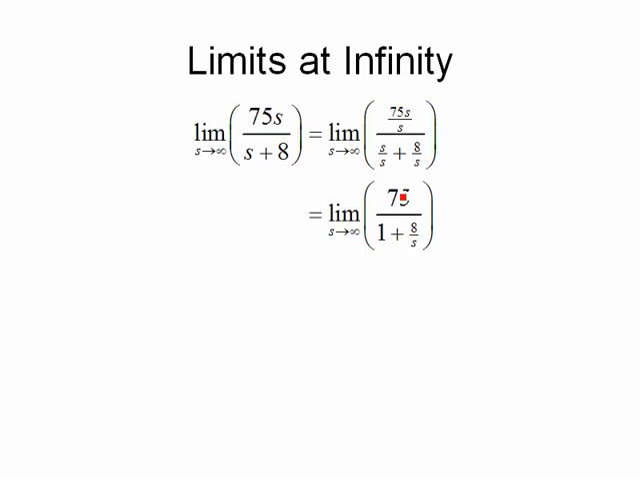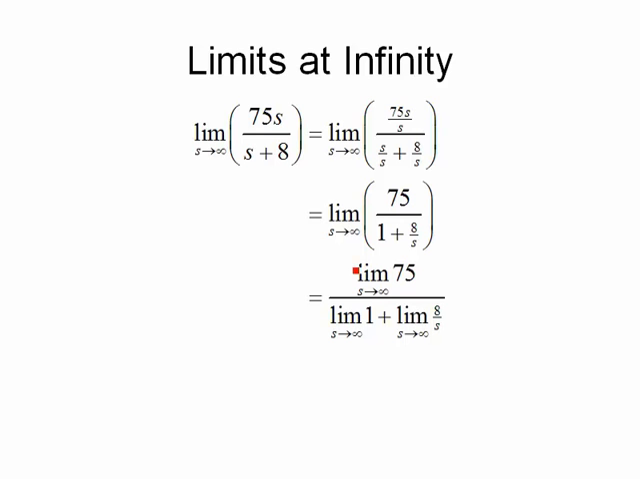75s over s is just 75. S over s is just 1. 8 over s does not reduce at all. And since this is a fraction and we have a sum in here, I can go ahead and take the limit of each one of these individual parts.